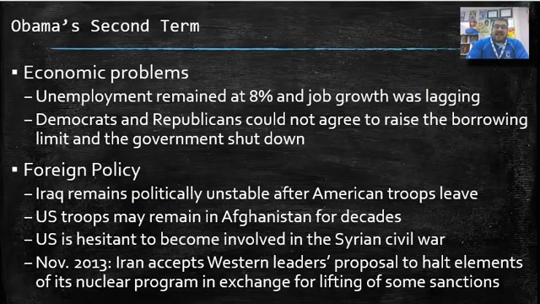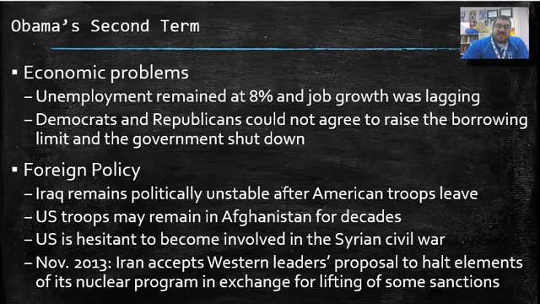In Obama's second term, this is kind of where the book ends and where our curriculum ends. Unemployment, while Obama did lower it in his first term, remains higher than average at 8%. Job growth is lagging. The government does shut down at one point because Democrats and Republicans cannot agree to raise the debt ceiling, and they didn't have a plan to fund the government, so we shut down.